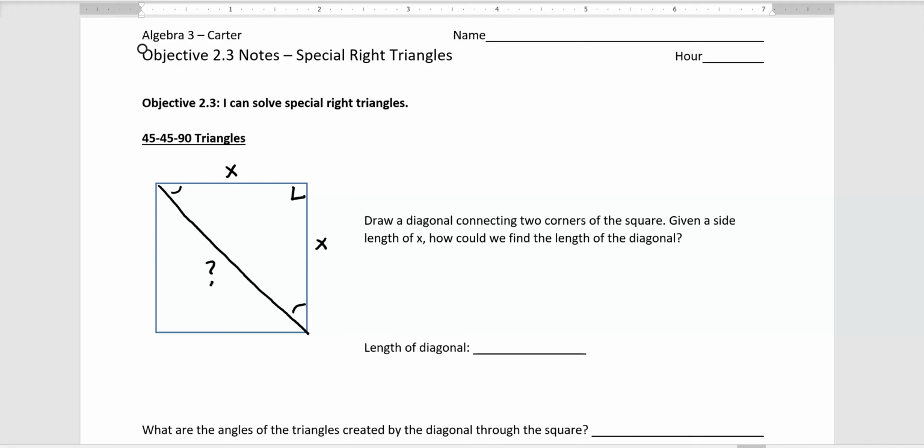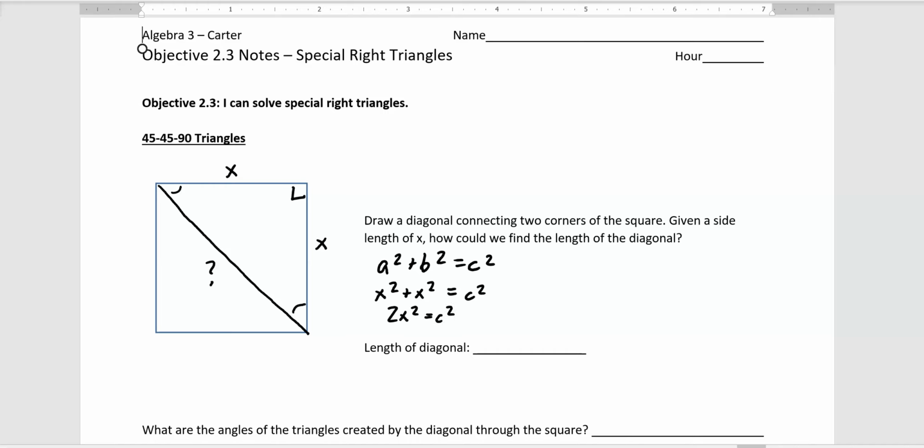Well, we could use Pythagorean's theorem, which tells us that a squared plus b squared equals c squared. And both of our side lengths would be x, so we'd have x squared plus x squared equals c squared, or 2x squared equals c squared.